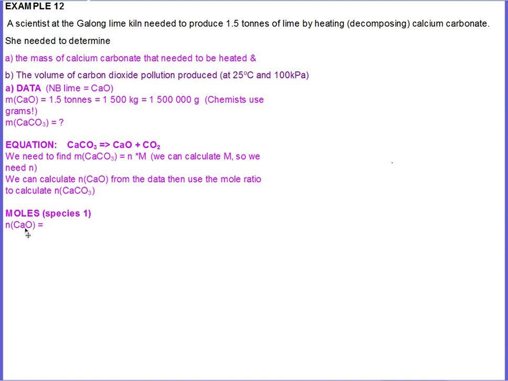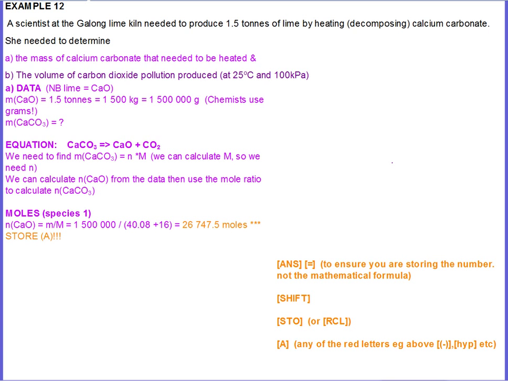So let's see. Can we find the moles of calcium oxide? Well, we know the moles equation here is number of moles equals mass over molar mass. So you see we can figure out what we put in here. Well, yes, we put the mass in, which is 1.5 million grams, and we put the molar mass of calcium oxide in, which is 40.08 plus 16. See if you can calculate the answer for that. If you want to pause the video, you're more than welcome. So the answer you get in your calculator will be around 26,747.5 moles.